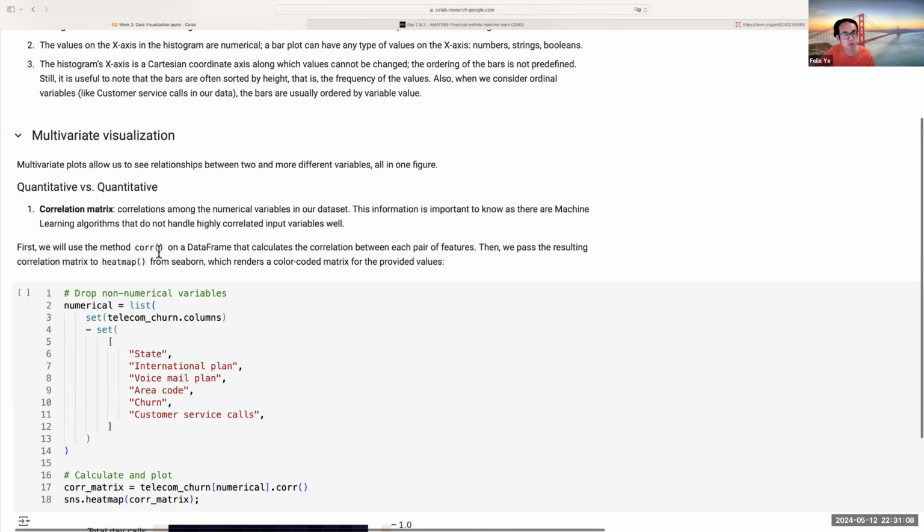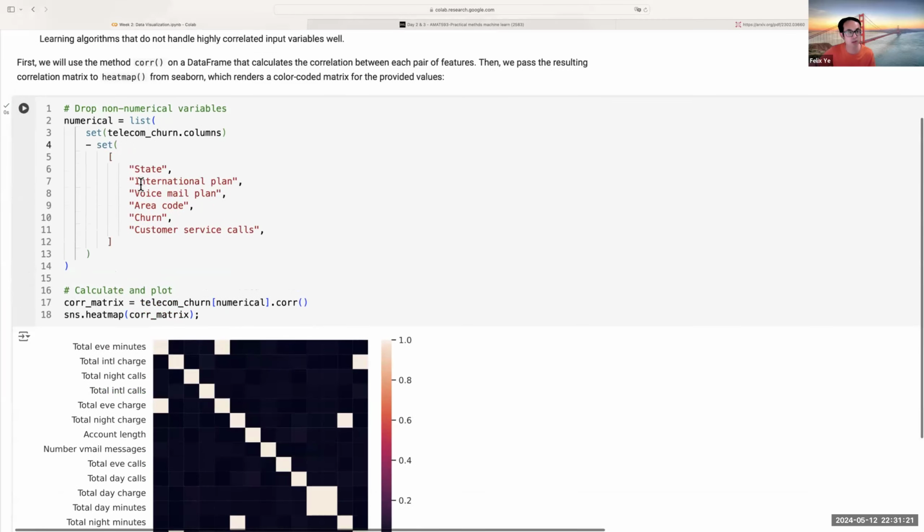So what we can do is use correlations in the pandas data frames, and also plot that with a heat map. This just gives you a good idea of what those things look like. For example, we have state, international plan, voice plan, area code, churn, and customer service calls. These are non-numerical variables, they are all categorical variables. I'm going to subtract those, so the rest of the things will be numerical variables.